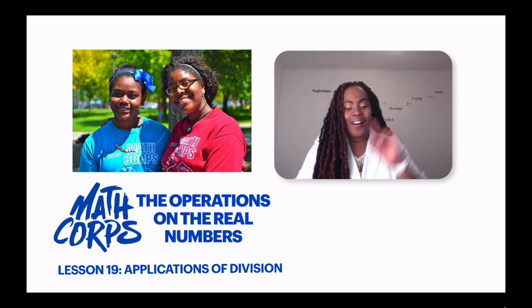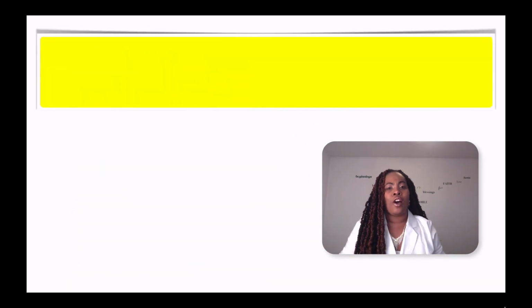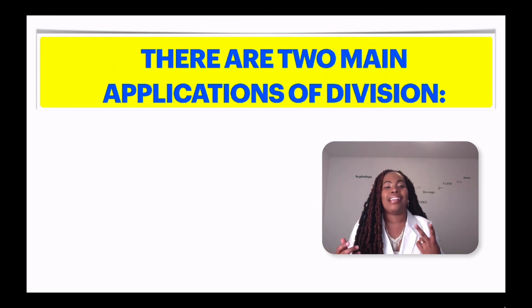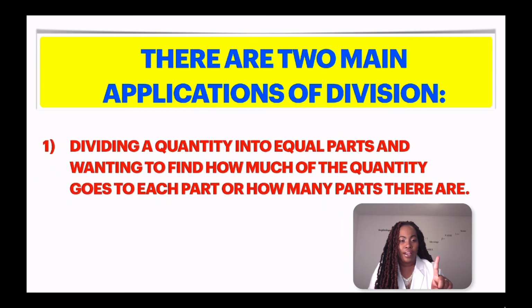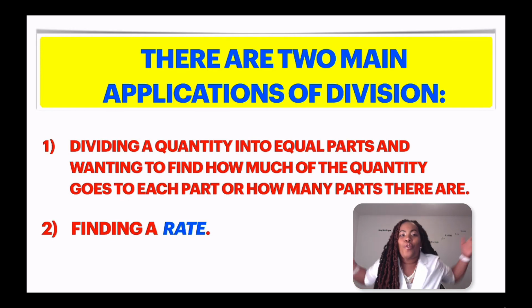Let's do it. All right, so the first thing I want you to know is that, similar to before, there are two main applications of division. Make sure you write this in your handy-dandy notebook. Those two main applications are, number one, dividing a quantity into equal parts and wanting to find how much of the quantity goes to each part or how many parts there are. And number two is finding a rate. I'll give you a second to jot that down.